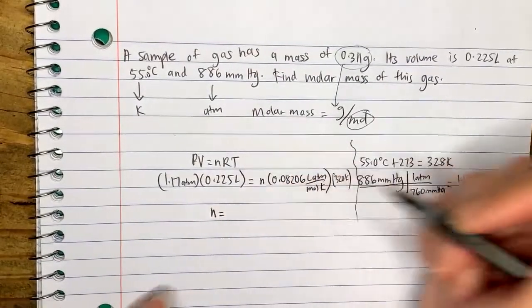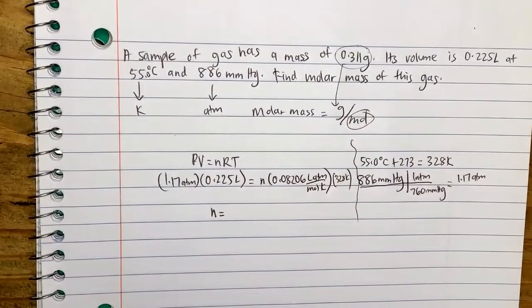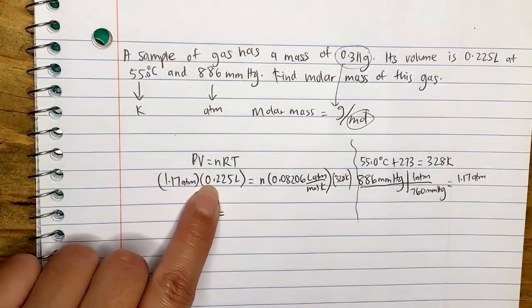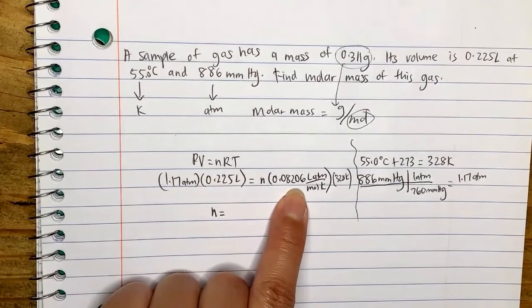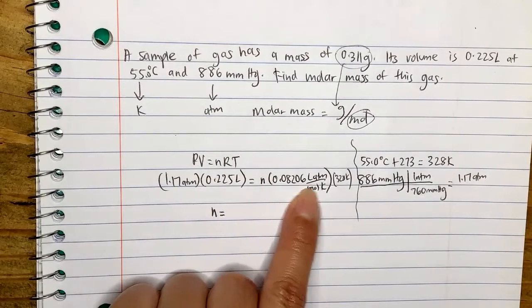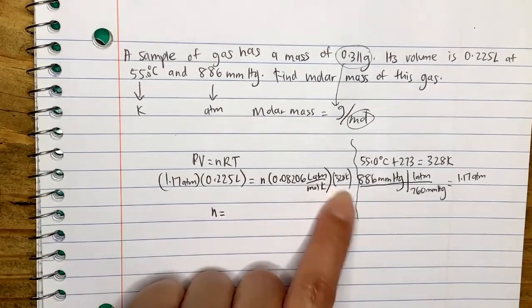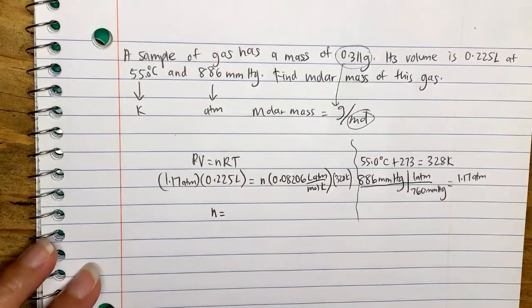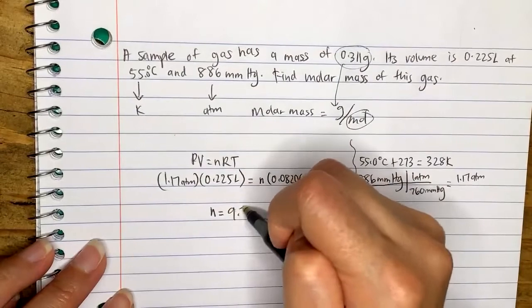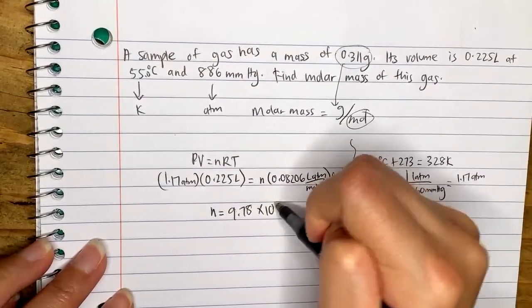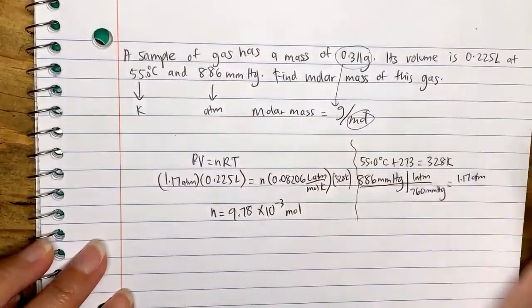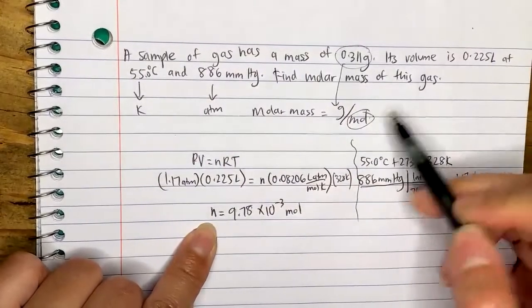Anyway, to get the number of moles here, you literally will take 1.17 times 0.225 divided by 0.08206 and also divided by 328 Kelvin. And you will get your answer as 9.78 times 10 to the minus 3 moles. Once you get that, we will stick that over here.